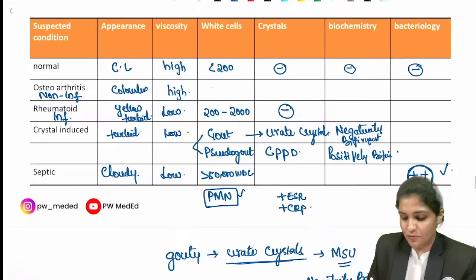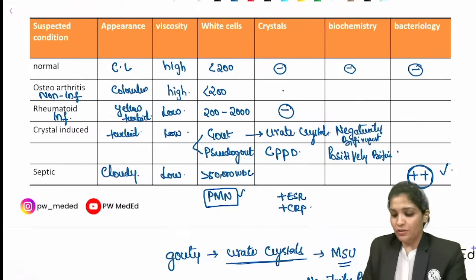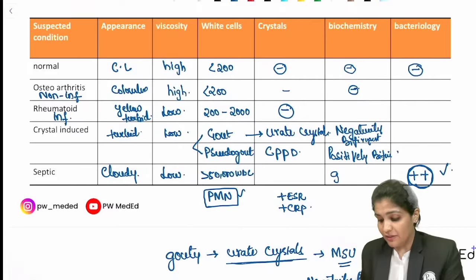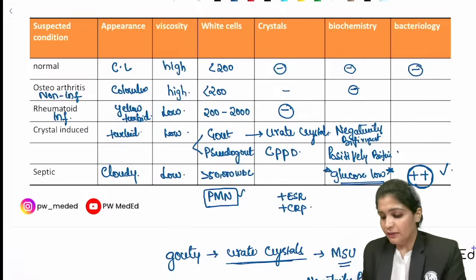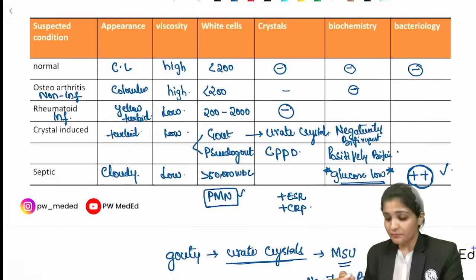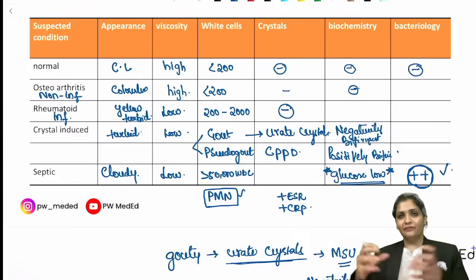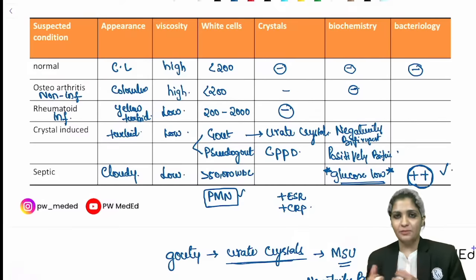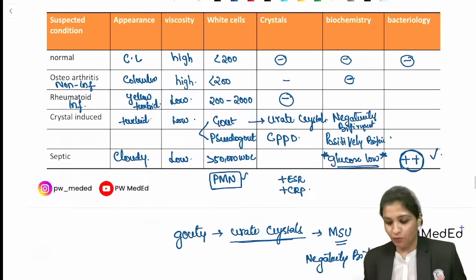So here also the cells will be less than 200. In case of osteoarthritis, there will be no crystals and the glucose levels are normal, but in case of septic arthritis, the glucose levels are low. The sugars are low comparatively to that of your plasma, because the bacteria feed on this glucose and then the sugar levels become low. So this is about your synovial fluid analysis.